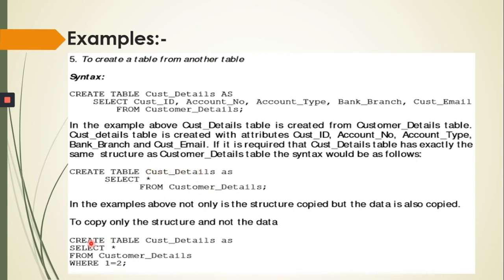If I want to copy only the structure, not the data, then we have to change our query: create table cust detail as select star from customer detail where 1 is equal to 2, and 1 is equal to 2 is never true. According to this, only the structure is copied, not the data, whereas in the previous one all the data is copied. So this is the concept of creating a table from another table. This is the create table statement. Thank you.